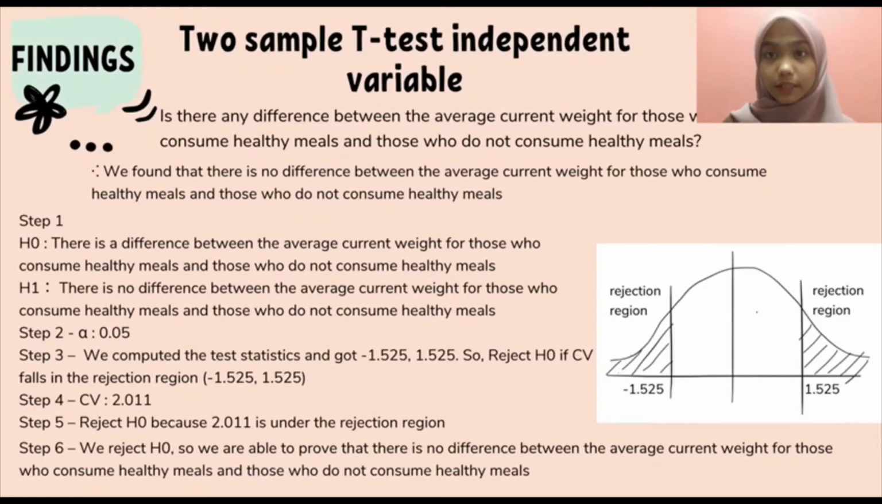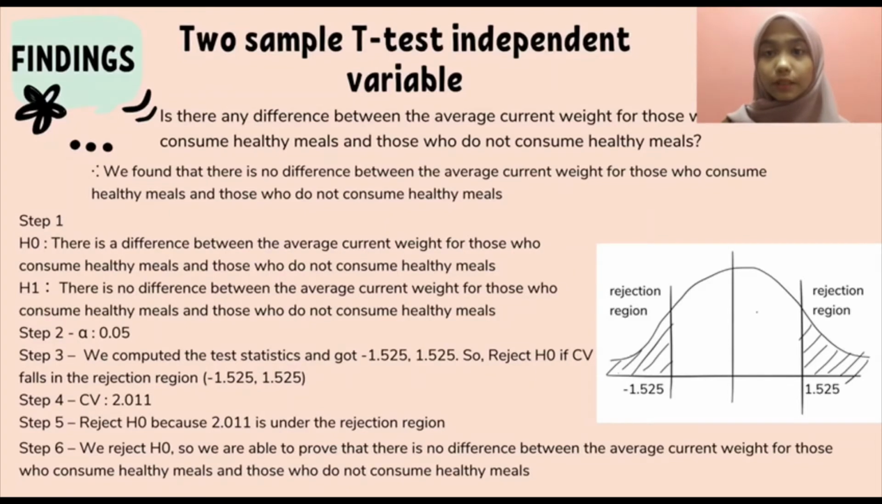For the second step, we use the significance level of 0.05, and for step 3, we compute the test statistic and got negative 1.525 and positive 1.525. So, we reject the null if our critical value is greater than the value.